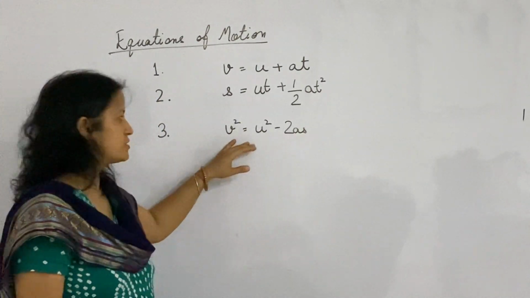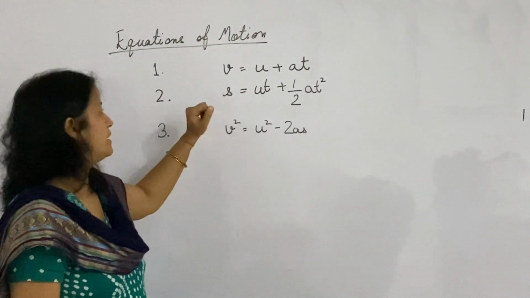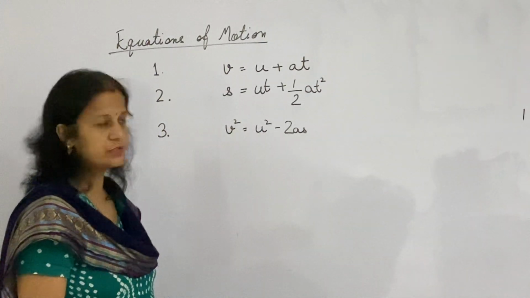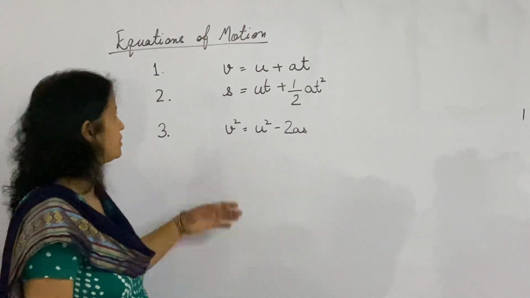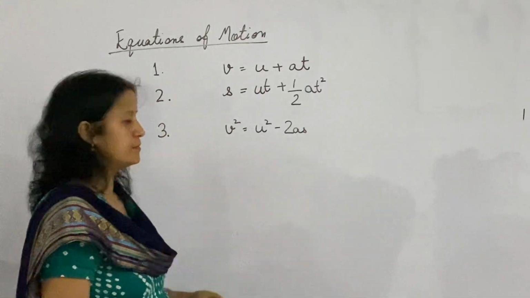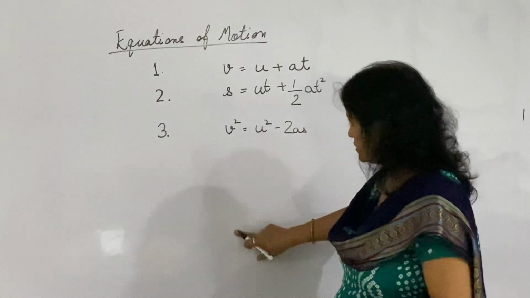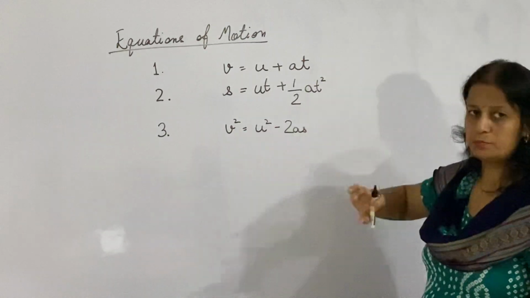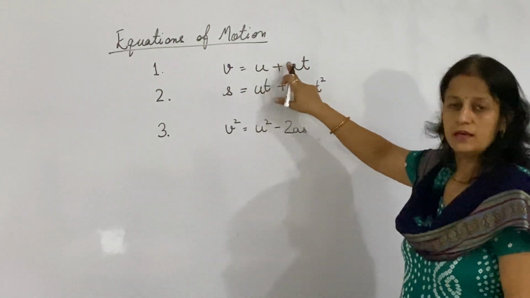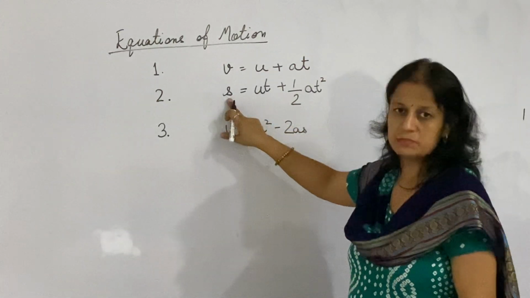In the third equation there is no need of the time factor, in the second equation there is no need of the final velocity, and in the first equation there is no need of the displacement. Whatever the question may be, according to that you can use any of the equations of motion. Only the 3 equations are included in the syllabus, not the proof. The terminology is the same as we studied previously: V is the final velocity, U is the initial velocity, A is the acceleration, T is the time period, and S is the displacement.